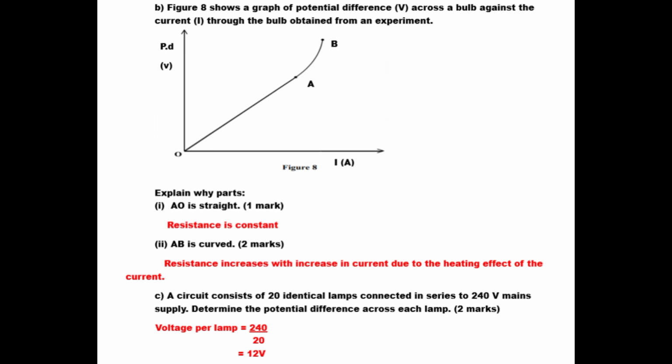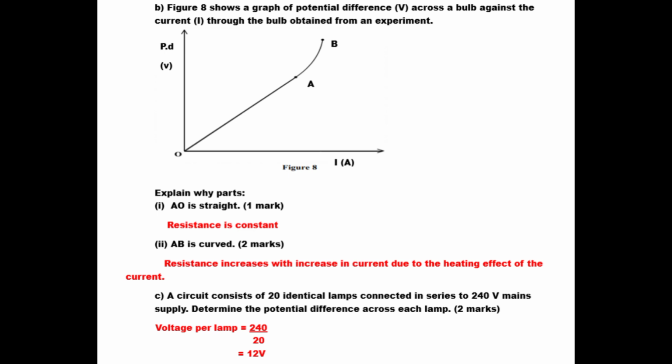Let's go to C. A circuit consists of 20 identical lamps connected in series to a 240 volts main supply. Determine the potential difference across each lamp. So voltage is given by 240, which is the total, divided by the number of bulbs, because they are identical. So 240 divided by 20, which gives 12 volts for each lamp.